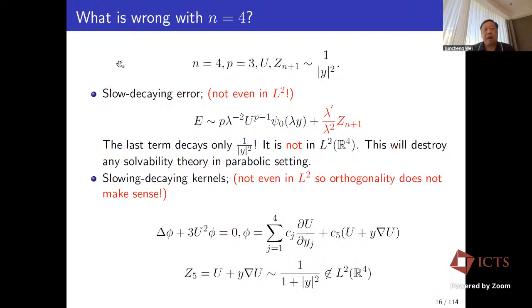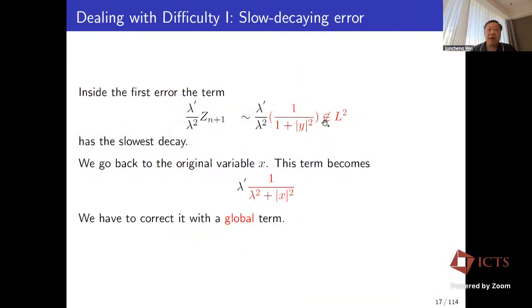First, let's look at the slow decay error. This error is a slow decay, so I need to add a term to get rid of it. So we go back to the original variable in x. If we go back to the original variable, this term becomes like u prime over lambda squared plus x squared. What we need to do is correct this term with a global term. We have to correct this not pointwise, but with a global term.